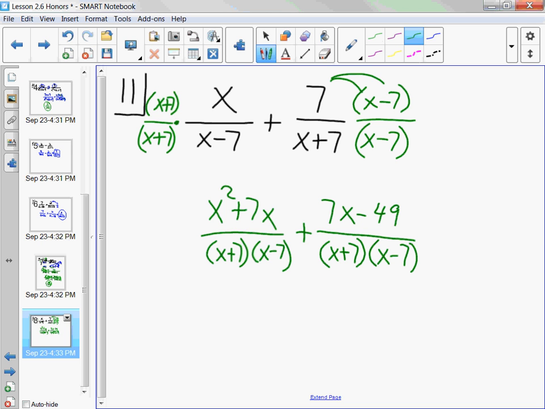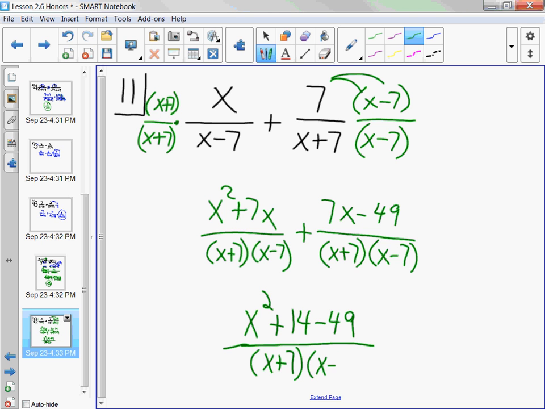So we're ready to combine like terms. Okay, I have an x squared on the top. I have a 7x plus a 7x, which makes a 14x. And I have a minus 49 all over x plus 7 times x minus 7.